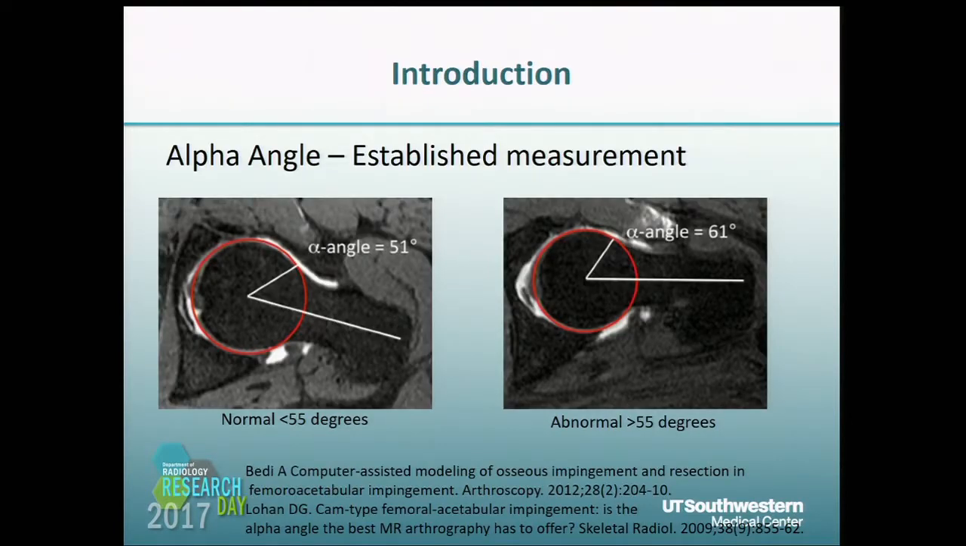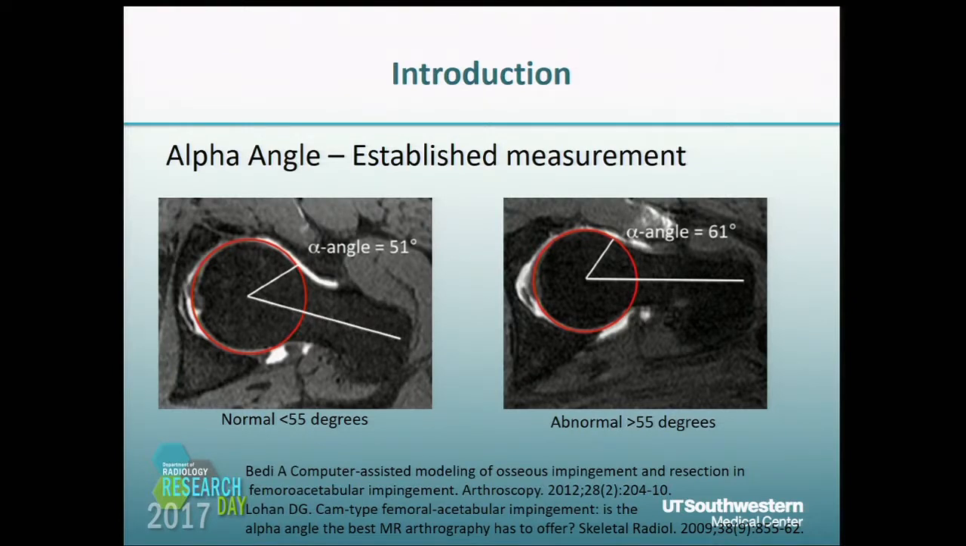So as far as the established measurement for this, it's alpha angle. Alpha angle is basically a line drawn from the center of the femoral head down through the neck, as well as another line drawn from the center of the femoral head to the femoral head-neck junction, and then you look at the angle between them. Generally normal is thought to be less than 55 degrees, and abnormal is greater than 55 degrees. This is basically an indirect measurement of that femoral bump.